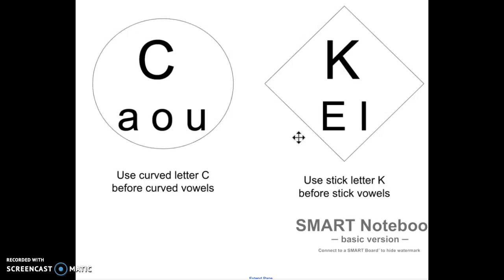Your next word is cot. Cot. Okay, hopefully you spelled that C-O-T because the O is curved, so it needs a C, and you should have marked the O with an X.